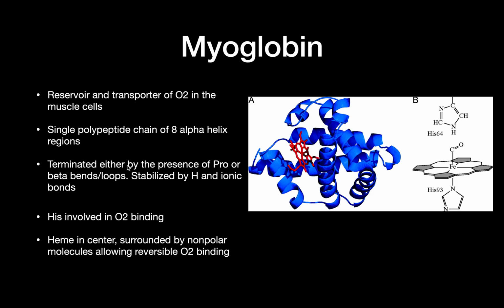and the alpha helical regions are terminated either by the presence of proline or the beta bends and loops, and it is stabilized by hydrogen and ionic bonds. The histidine, like I said before, always involves oxygen binding. Like hemoglobin, the heme is in the center, surrounded by nonpolar molecules, and is attached by proximal and distal histidines. Proximal, once again, binds directly to the iron, and the distal interacts indirectly.